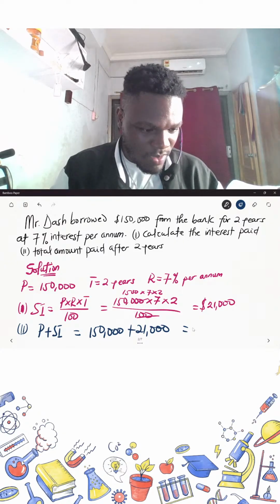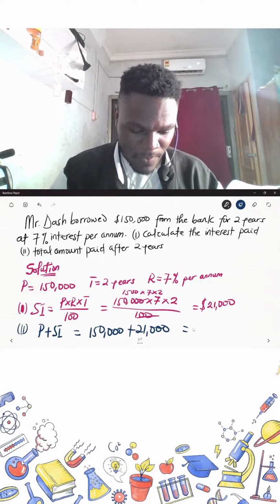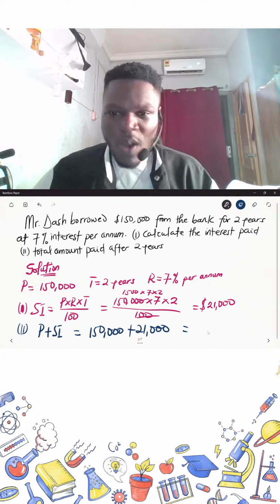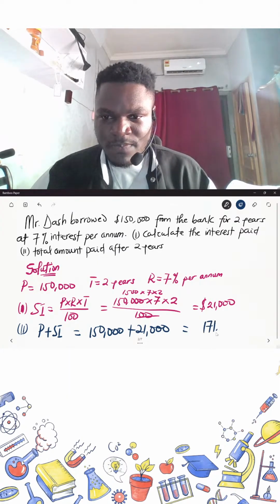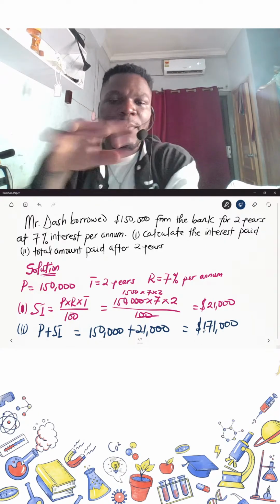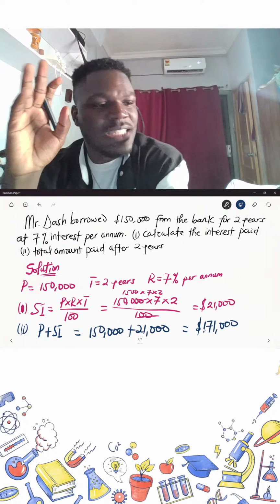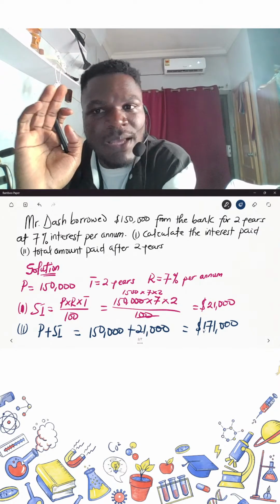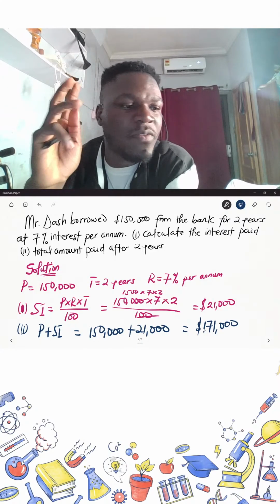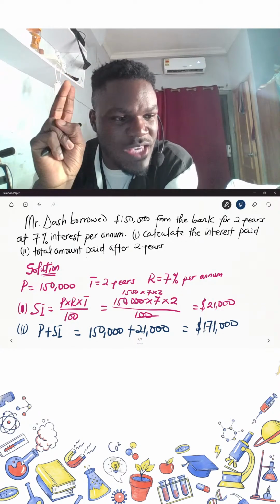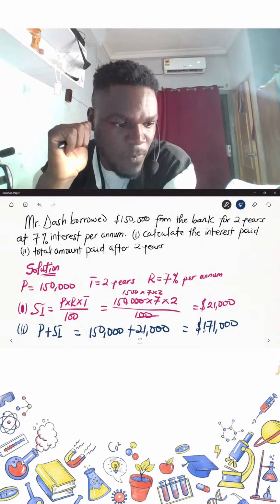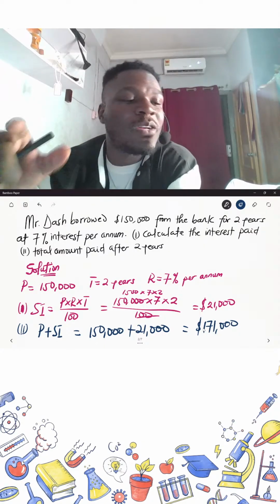we have 150,000 plus 21,000. That will give us $171,000. Are we okay? So this is the amount of money that Mr. Dash has to pay after 2 years to the bank, per the agreement that he is going to borrow $150,000 for 2 years at a rate of 7% interest per annum. Are we okay? So this is the total amount that he has to pay.